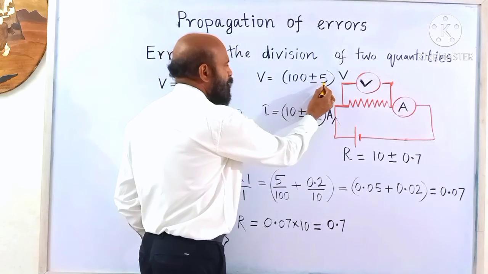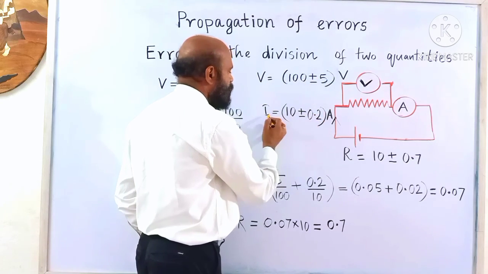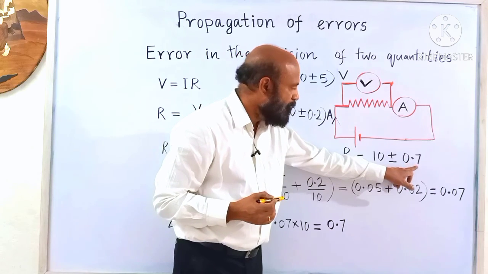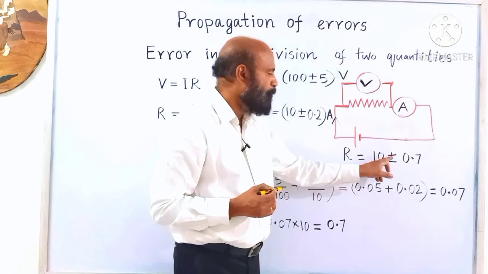The voltage has an error of 5, the current 0.2, and in the resistance it is 0.7. So the resistance value is 10 plus or minus 0.7.